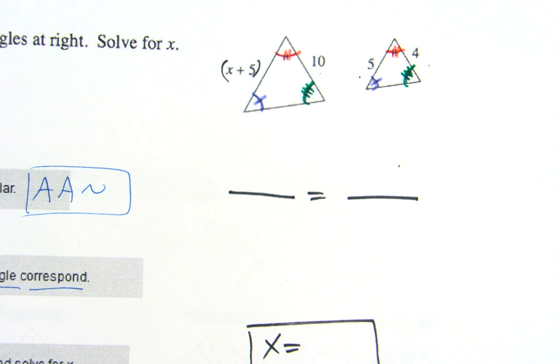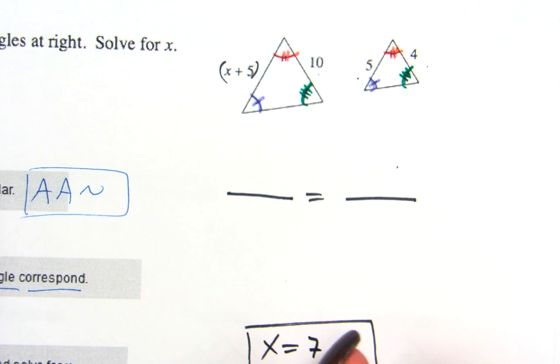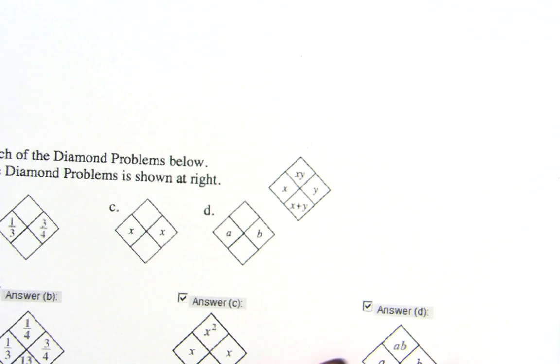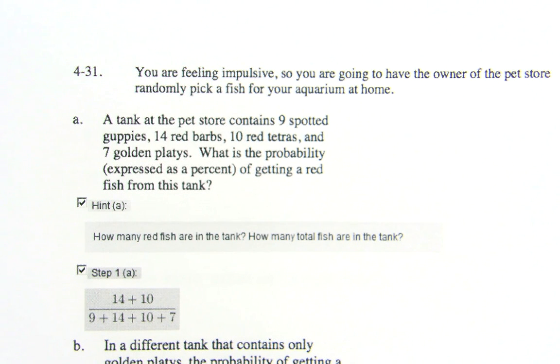What did I have? Oh, that was last night's homework. 7.5. So if you are doing it correctly, you should get 7.5. All right, so that was 29. So pause here if you need to go back to 29. I'm going to start 31 really quickly.